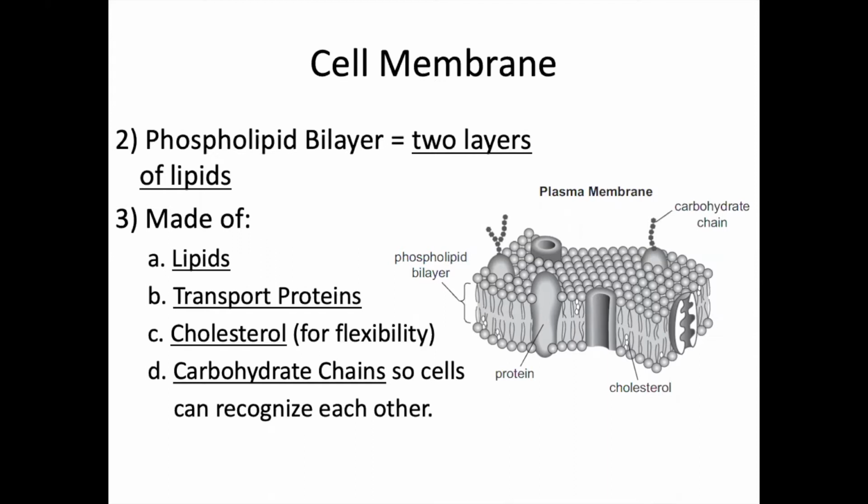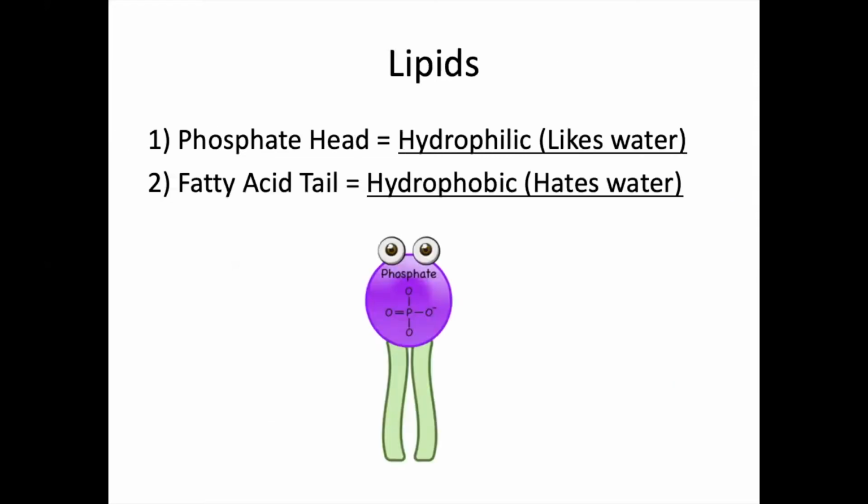And carbohydrate chains actually have a really cool job. Carbohydrates, by the way, are another macromolecule, and these are like your cell's fingerprints. They are going to be allowing your cells to recognize each other so that your immune system doesn't destroy them. Your body knows it belongs.